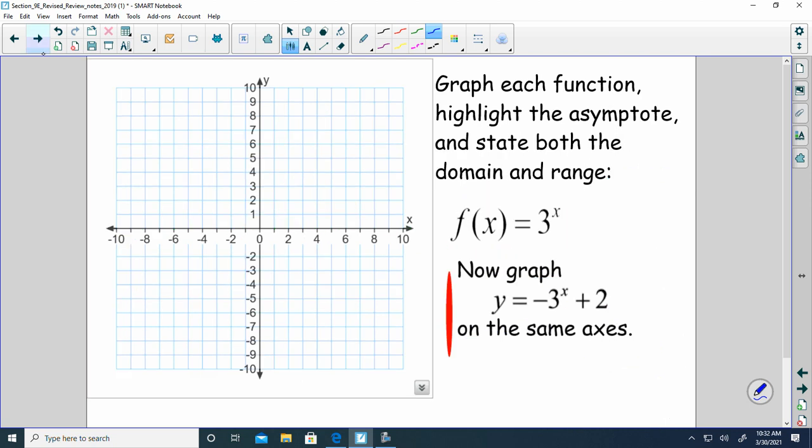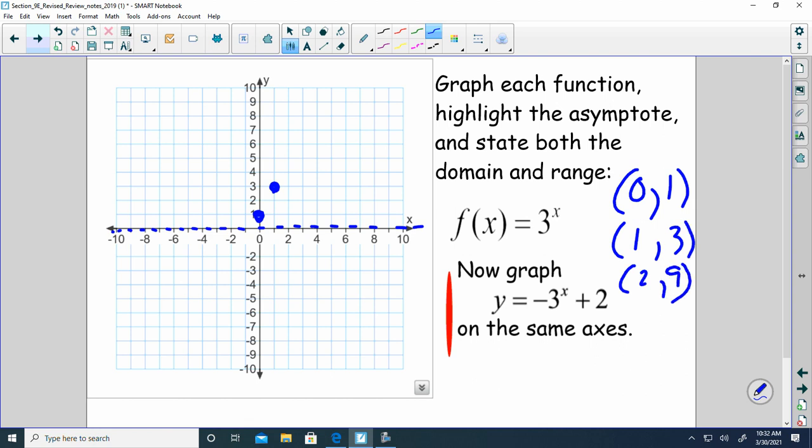All right. So same exact idea. 3 to the x. Things I know, I have an asymptote here. Let's plug values in. 3 to the 0, 1. 3 to the first, 3. 3 to the second, 9. Again, I can see my points. Okay? Asymptote's what? 2.